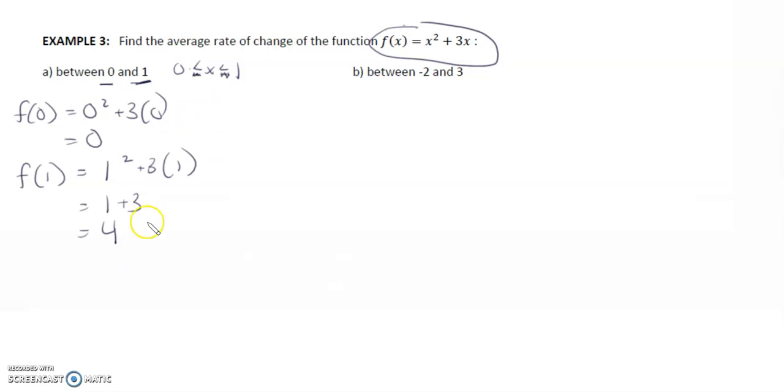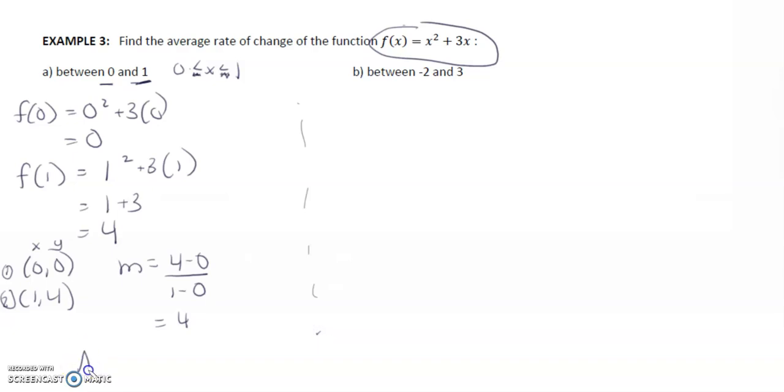Now we're dealing with the exact same question. We're dealing with the points (0, 0) and (1, 4). For the slope, this is the x, this is the y, this is point 1, and this is point 2. So 4 minus 0 over 1 minus 0, we get 4 over 1, which is just 4. And you can put average rate of change equals 4.